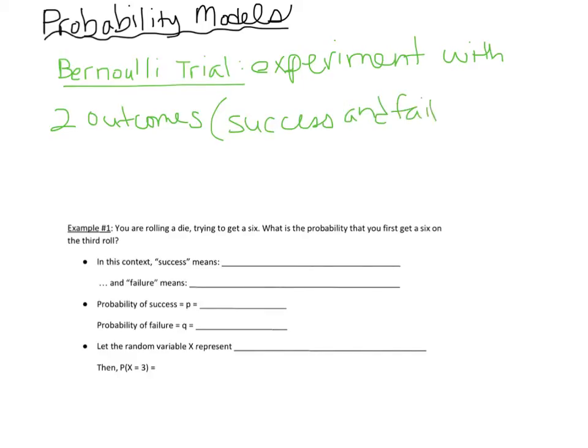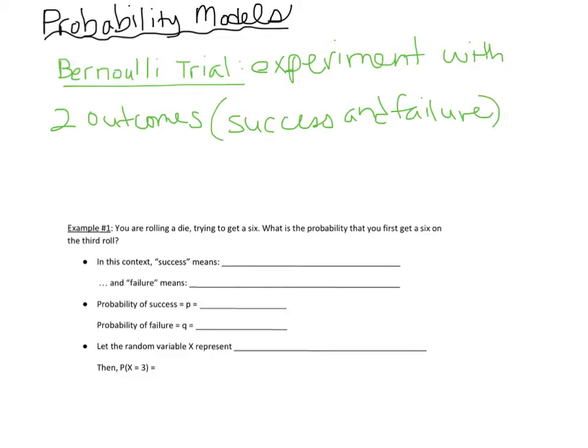Now we'll do more examples of these type of things so you can see what I mean by success and failure. And we'll actually start immediately with example number 1. So you're rolling a die, trying to get a 6. What is the probability that you get a 6 on the third roll?